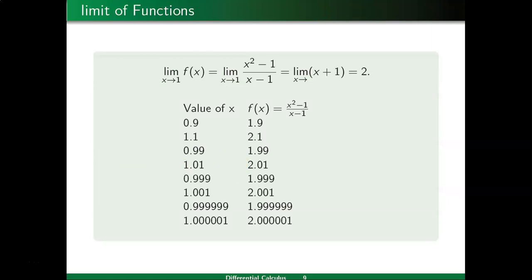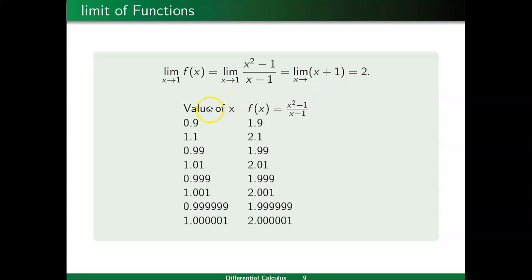Now, limit x tends to 1 of f of x will be equal to the limit of x square minus 1 upon x minus 1. x minus 1 cancels here, so it is equal to limit x tends to 1 of x plus 1, which comes out to be 2, right? In calculative form, we do this question like this: the limit of f of x as x tends to 1 is equal to 2. Now let us see it in tabulated form.